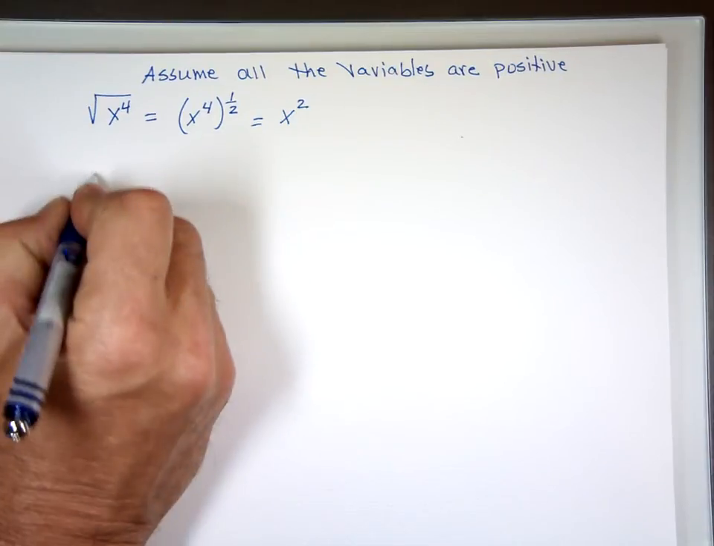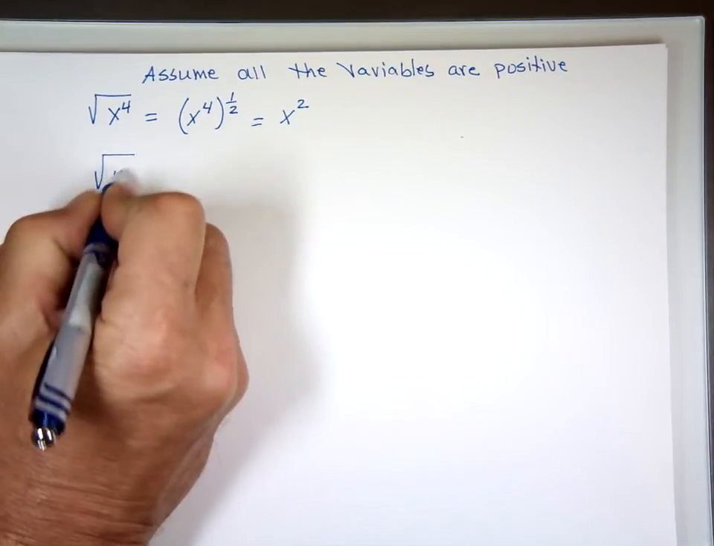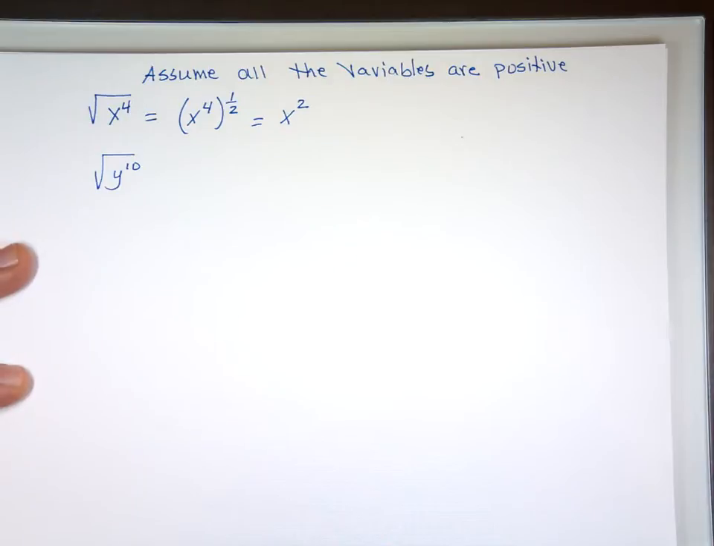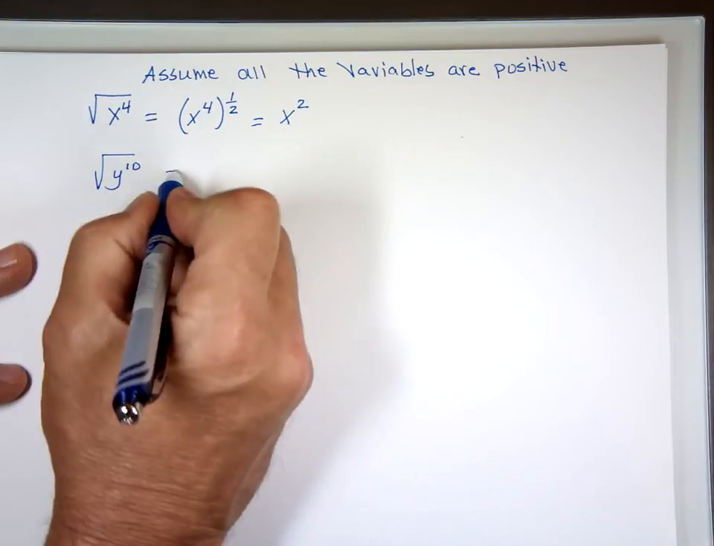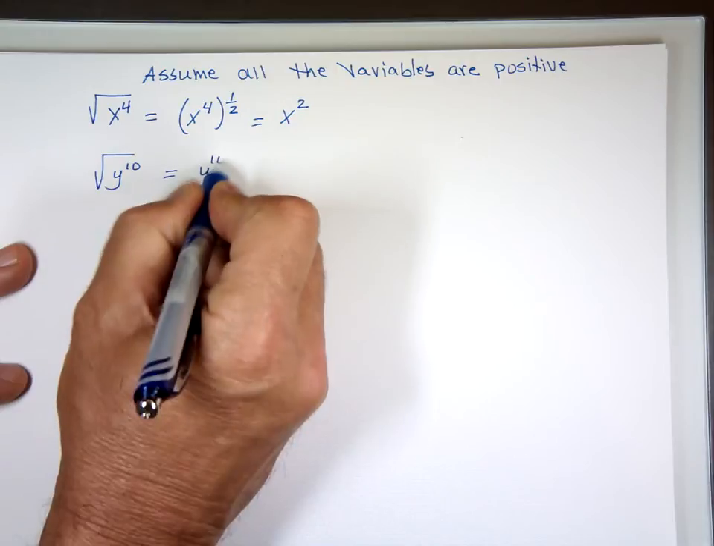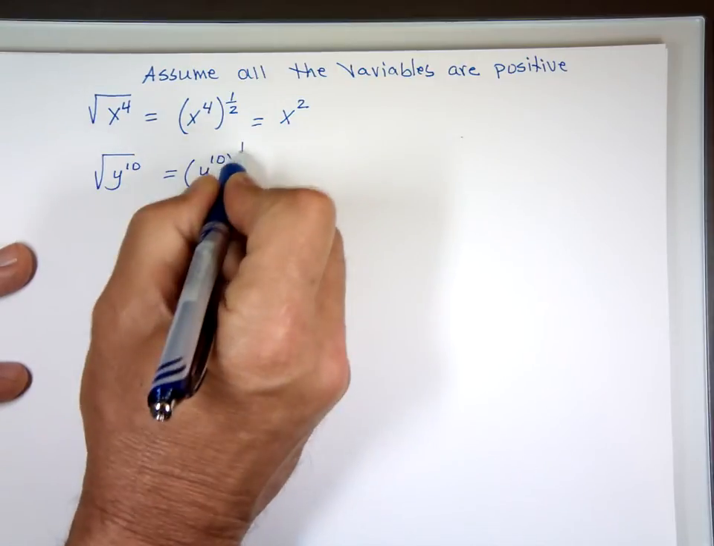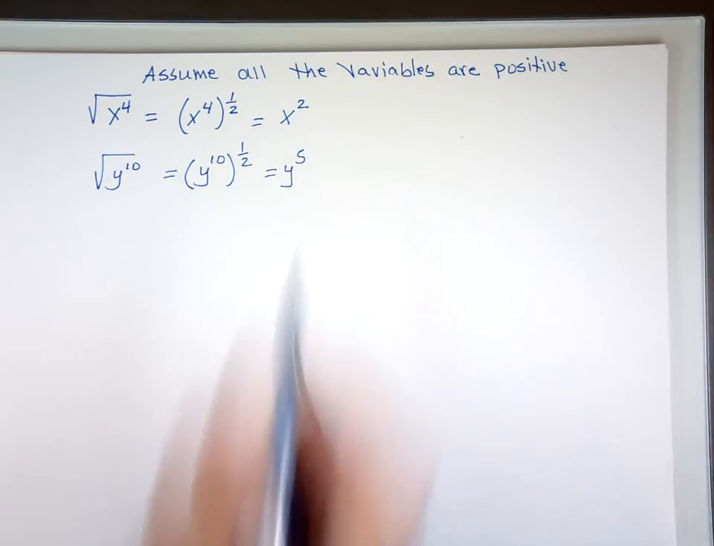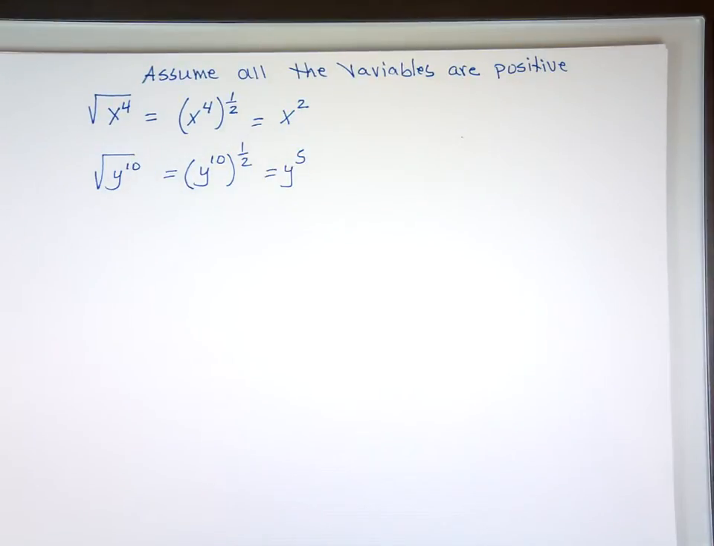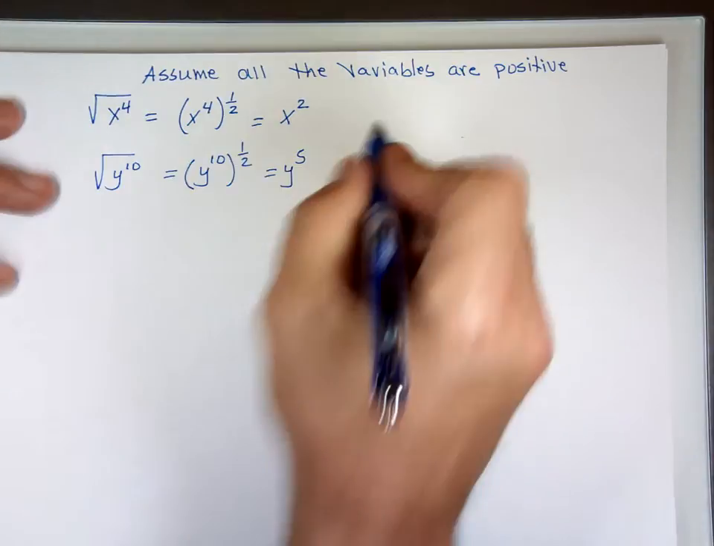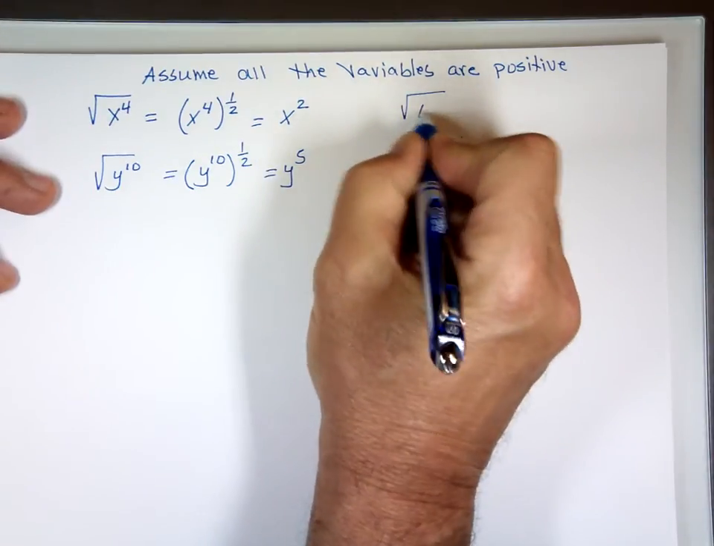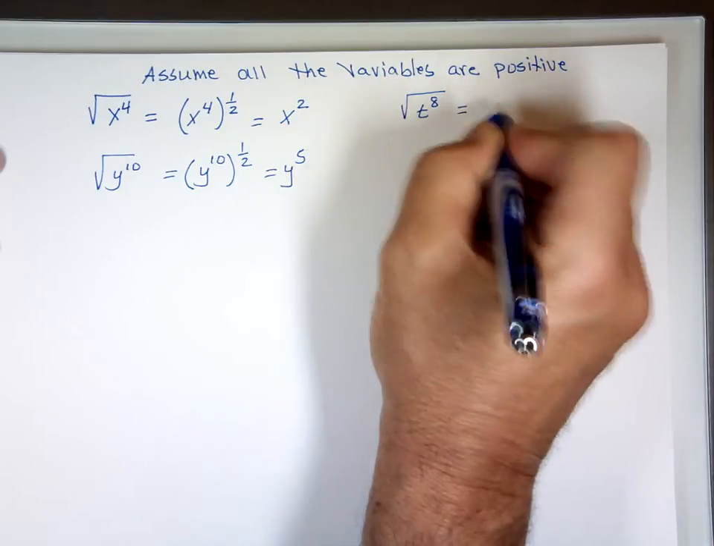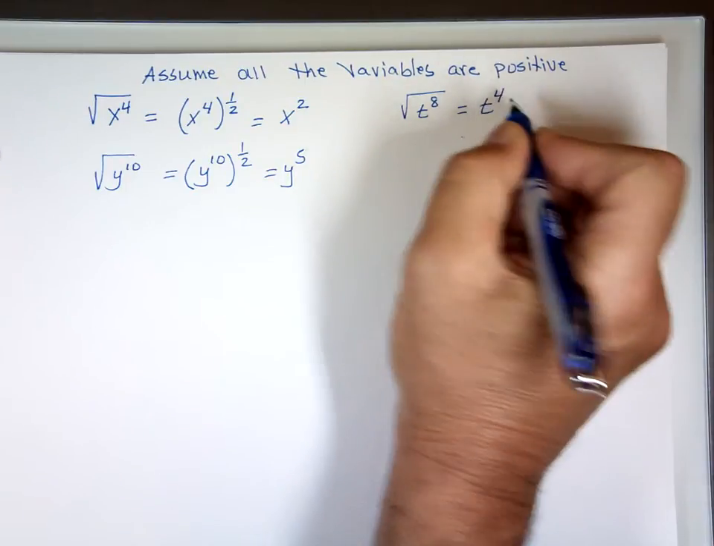What's the square root of y to the 10? So it's y to the 10 to what power? 1/2. And what's the answer? Y to the 5th. So to find the square root of a variable, take that power and just divide it by 2. I don't have to go through all this gibberish. What's the square root of t to the 8th? Divide the power by 2, that's what? T to the 4th.